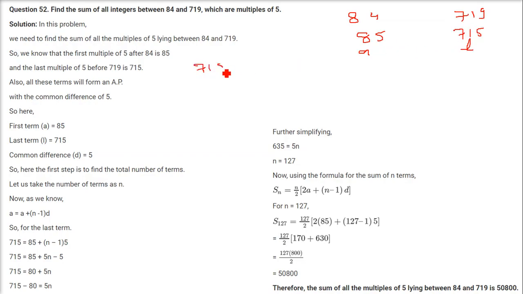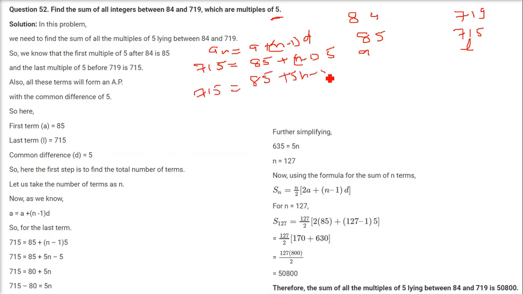So 715 is equal to A plus (n minus 1) into d, we are going to use. Because A is known, that is 85, n is not known, and d is also known because it is a multiple of 5. So just put 5 here. So 715 equals 85 plus 5n minus 5.